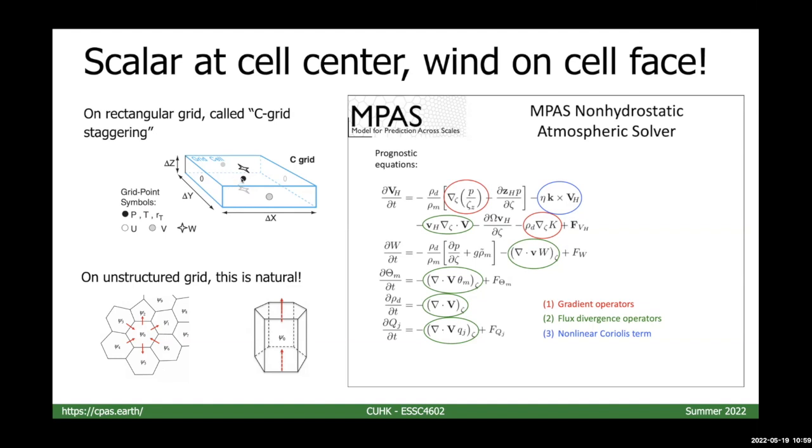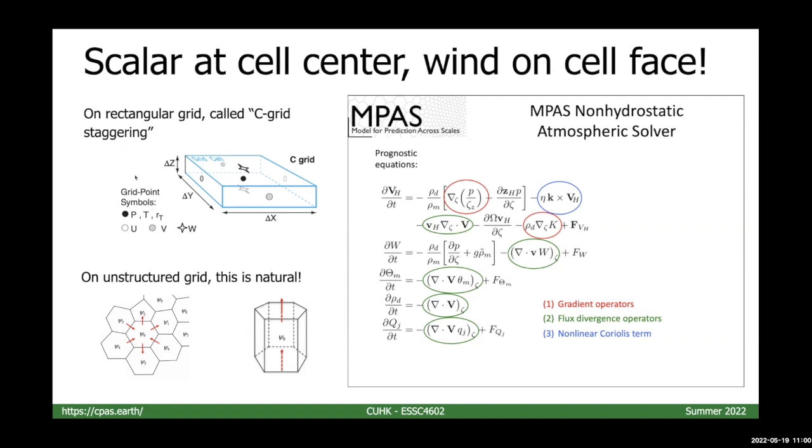And here, U, the zonal wind, will be represented as these hollow circle points on the lateral face of the cell, and also on this lateral face of the cell. And for V, which is the meridional wind, we put it on this face and the face behind. And for vertical wind, denoted by W, it is put on the upper face and the lower face. Okay, this is what C-grid staggering is in a rectangular grid.